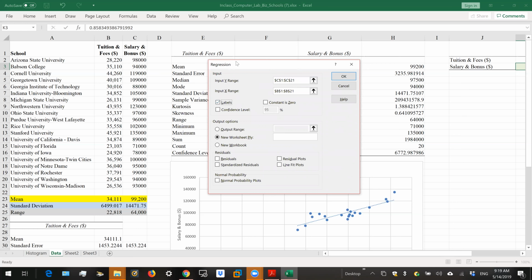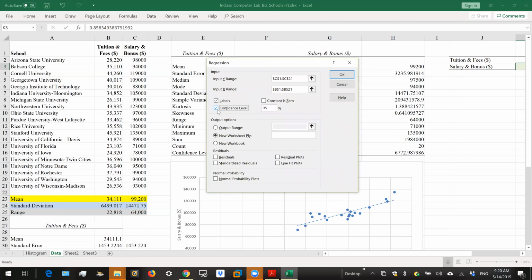Okay, now we want to make sure that the labels box is checked because we did include labels, and the regression analysis is a little hard to interpret without the labels, so we want that checked. And then we want to not check constant is 0. What constant is 0 means is that it would actually force B0 to be equal to 0, and we don't want to do that, so leave that blank. Then we want to click confidence level for 95%. This is going to give us some margins of error for our confidence intervals based on a 95% confidence.